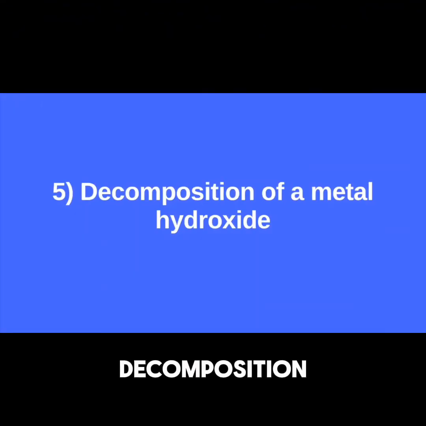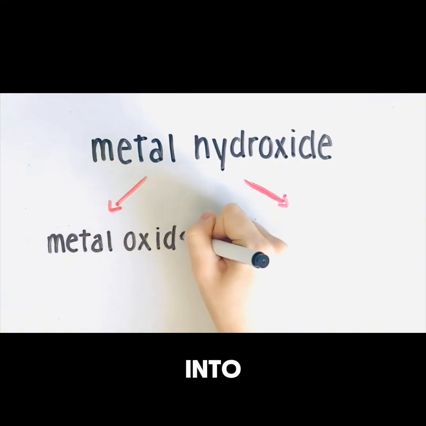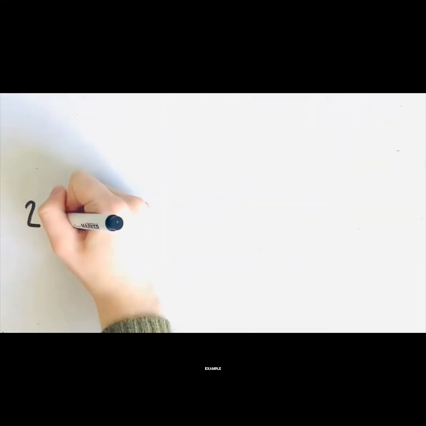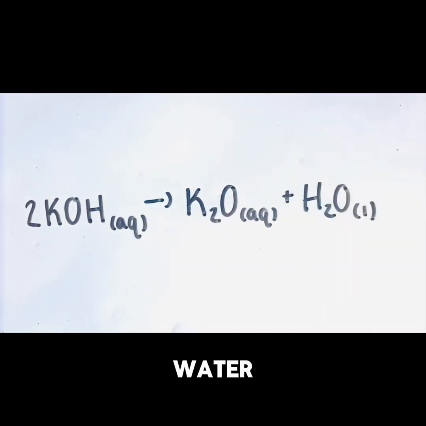Fifthly, decomposition of a metal hydroxide. Metal hydroxides decompose into metal oxides and water. For example, potassium hydroxide breaks down into potassium oxide and water.